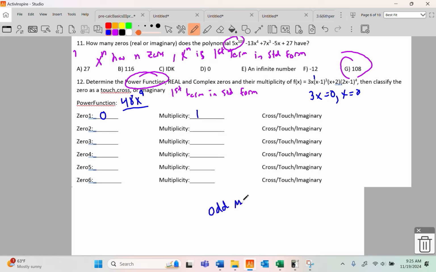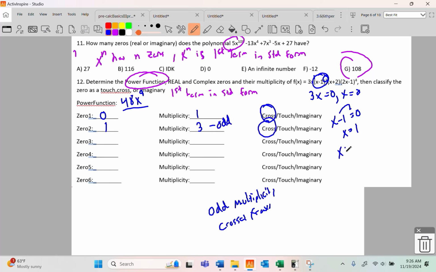Odd multiplicity crosses the x-axis. This is a cross. Next up, we have this guy. X minus 1 is a 0. X must be 1. The exponent is a 3. The multiplicity is 3, which, by the way, is still odd. So we cross.